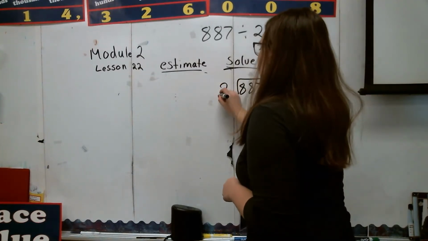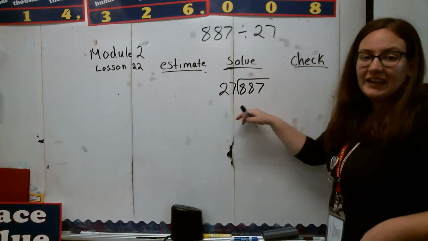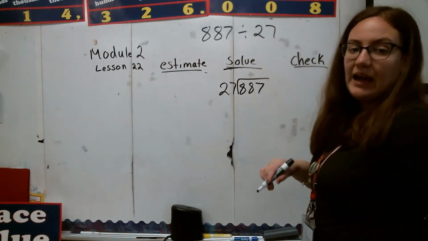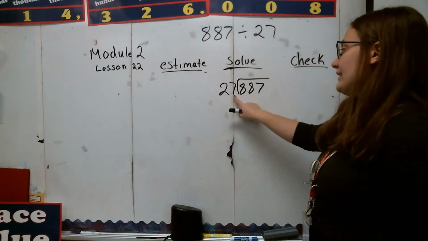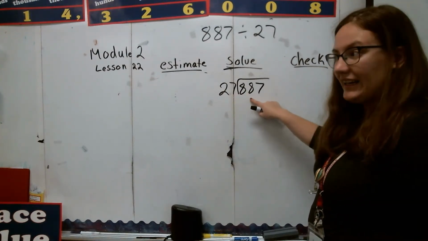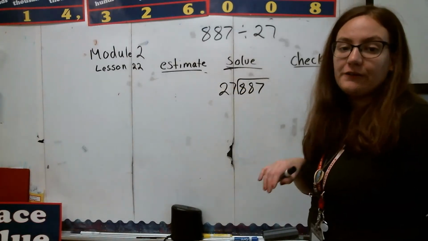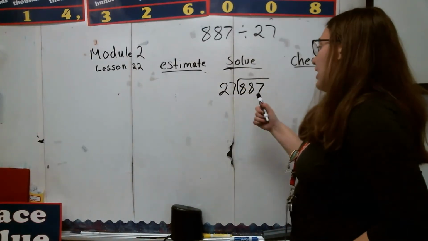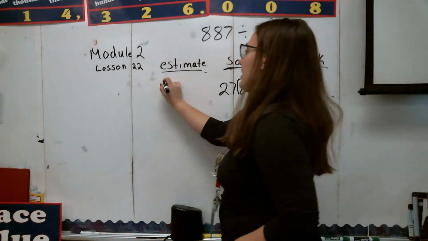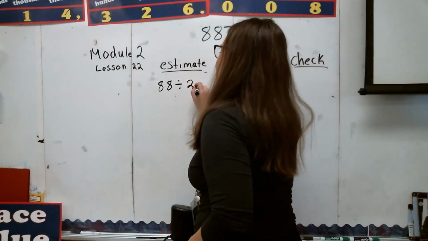So we have 887 divided by 27. Remember, I'm not just automatically going all the way to the ends, thinking how many times can 27 fit all the way over in 887. I'm thinking about first, well, can 27 fit into 8? No, it can't. But 27 can fit into 88, so I am going to estimate for this first step. So I'm going to take this number 88, because that's what I'm trying to fit into. So I have 88 divided by 27.